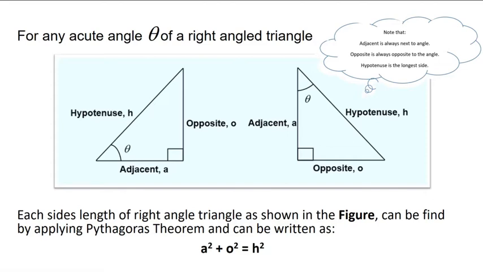It must be noted that adjacent is always next to the angle, while opposite is always opposite to the angle, and hypotenuse is the longest side of the triangle.